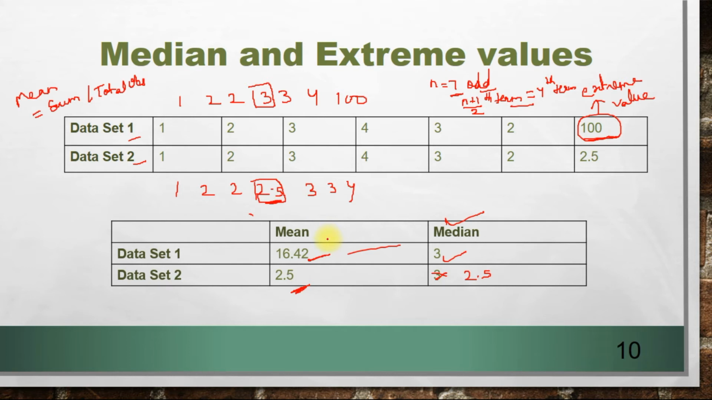I repeat, in case of extreme values or outliers, we should compute median, not mean, as a measure of central tendency. Why? Because in case of extreme values, mean is much affected by extreme values, while median is least affected by extreme values. Now I hope it is clear to you. If you have any doubt, you can put it in the comment section so that I can reply.